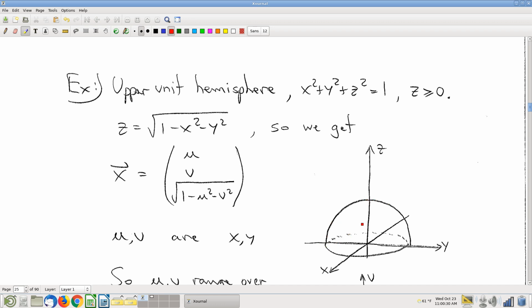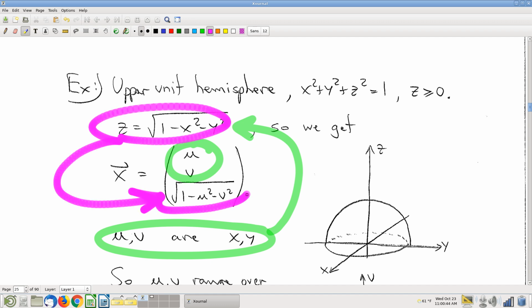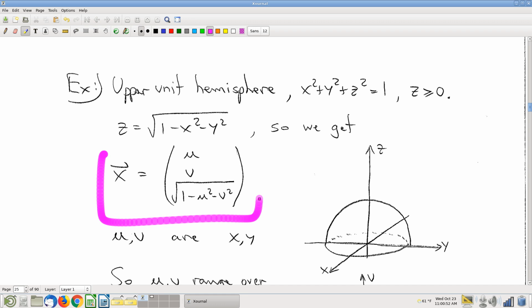Okay. So, having done that, notice my parameterization. Let U and V be X and Y. Plug that into there. The Z, therefore, has to be that. My hands are tied. And there's a parameterization. X, Y, Z is a function of two parameters. Everybody see how that worked? Happy?